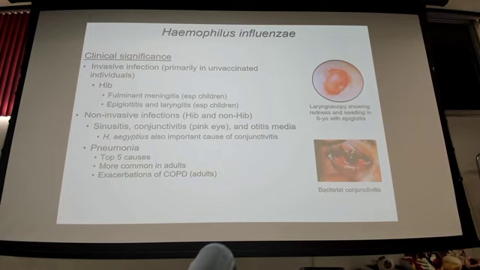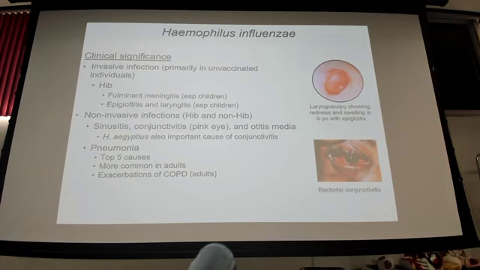Alright, so H. flu. We have a couple different serotypes associated with it. There's one in particular that was very concerning. You guys remember which serotype? Type B, serious enough where we based our vaccine against H. flu off of it. So vaccination against Hib, the serotype B of H. flu, is common.